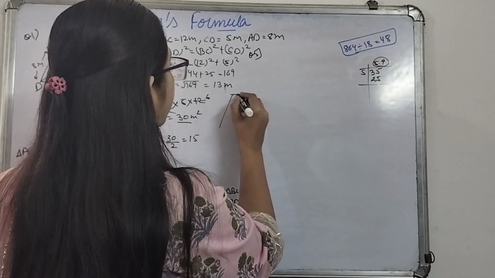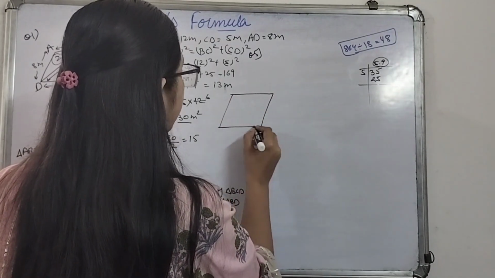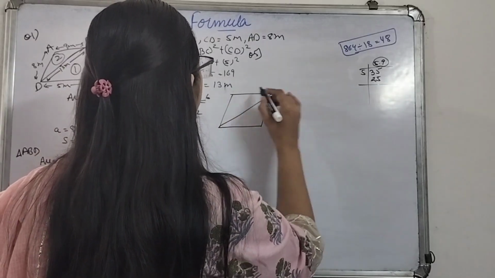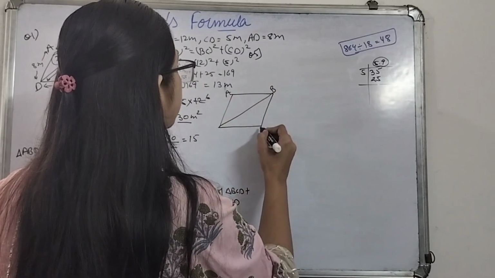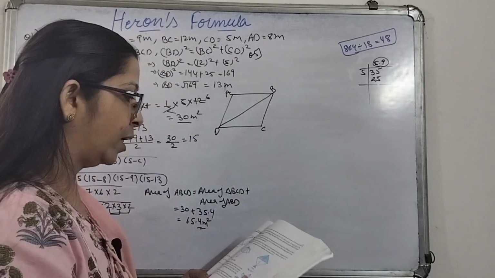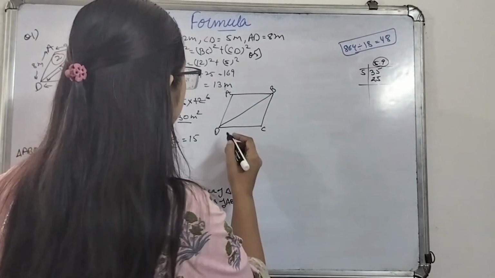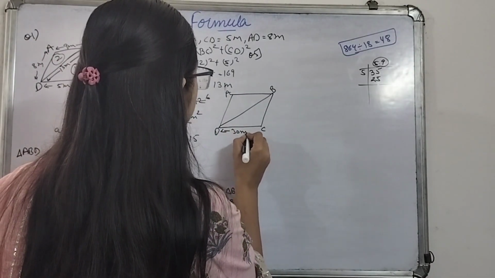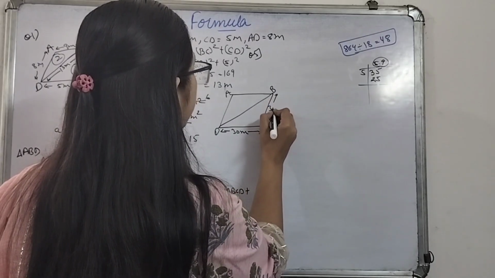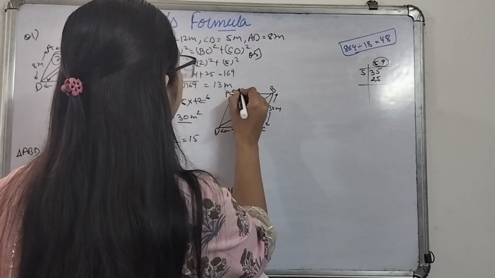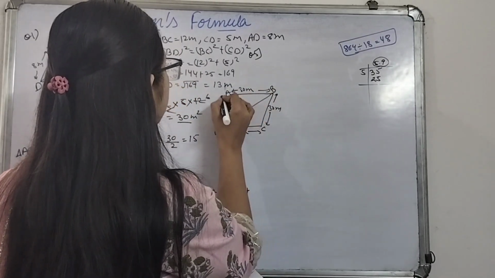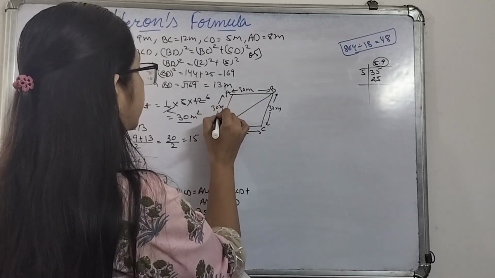So first of all, we make the rhombus. All four sides are equal in a rhombus, we know that. If this is the rhombus ABCD, then all the sides are of 30 meter. This is 30 meter, this will be 30 meter, this will be 30 meter, and this will also be 30 meter.